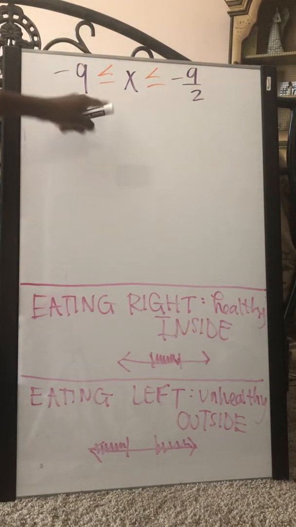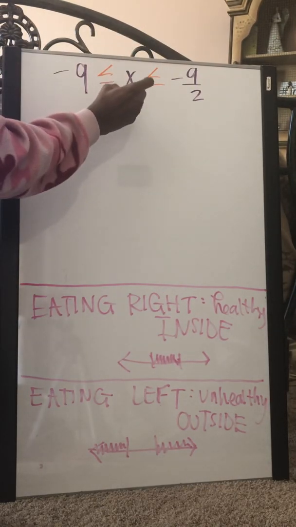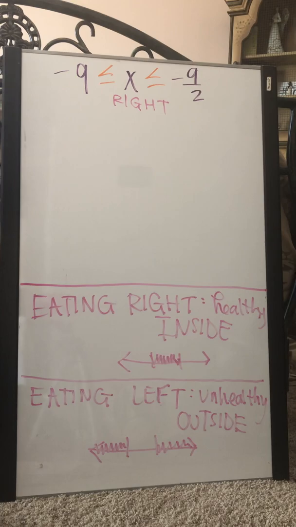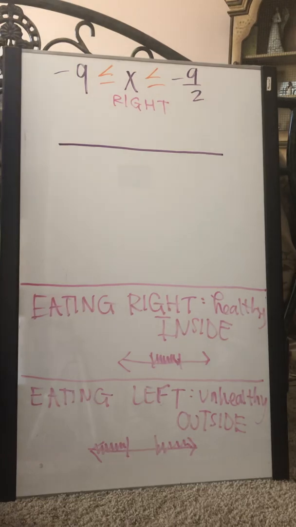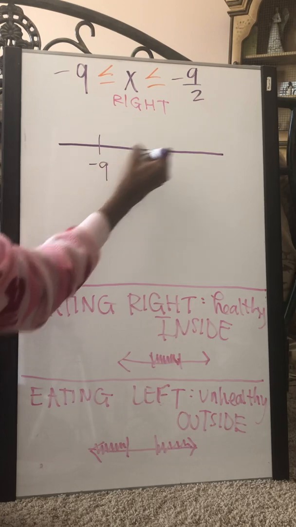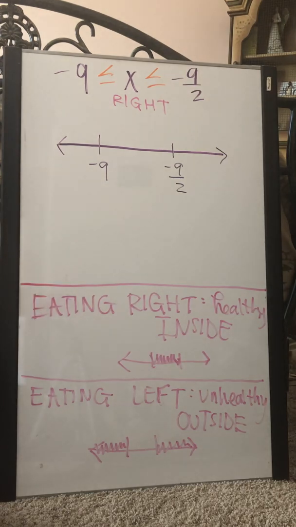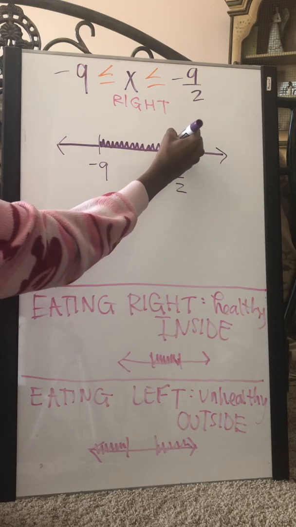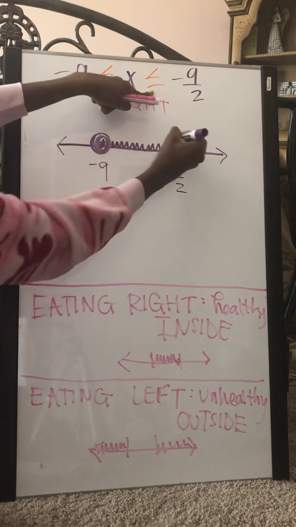So here we are eating to the what? Right again, right? We have our little mouth. So we're eating to the right, which means we are eating healthy. So it's going to be on the inside of our body, okay? So I am going to write this out and add my numbers. We have -9 and we have -9/2, okay? So because we're eating to the right, we're shading the inside of our body. So that's going to be this portion right here. And because there's lines underneath it, that means we're including. So we're going to have closed circles on both of them.